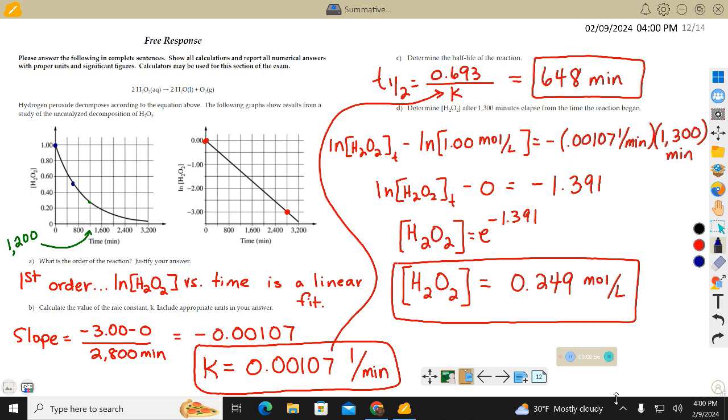Taking the natural log of the concentration makes it unitless, so it's kind of like unitless over time, or you could say 1 over minutes.